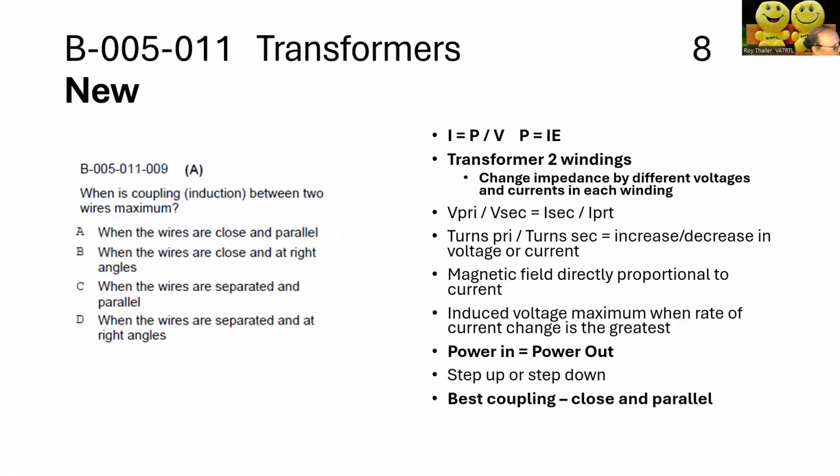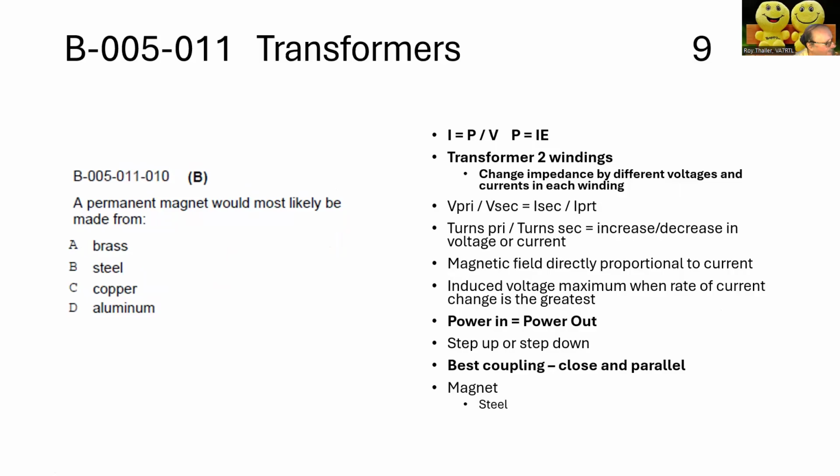Here's a new question. What is the coupling inductance between two wires maximum? And that would be when the two wires are close and parallel to each other. So A is the correct answer. A permanent magnet would most likely be made of. So B, steel would be the answer.